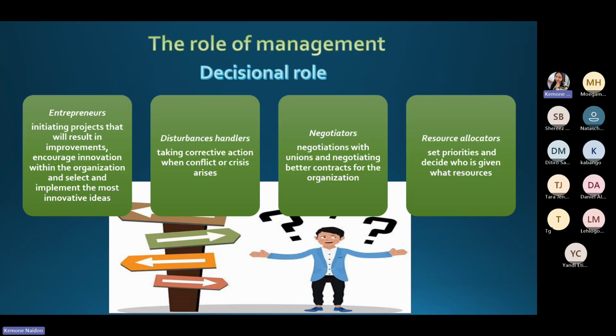So here again, management will have to embody this type of role when they maybe want to get an alliance with another company, or when they are communicating with trade unions and they have to now settle on an agreement. And then resource allocators. These types of managers set priorities and decide who is given what resource. When we get resources in a company, they are usually allocated to different departments, depending on what is needed, of course. So when a manager is a resource allocator, he's simply allocating resources that are needed in each department.